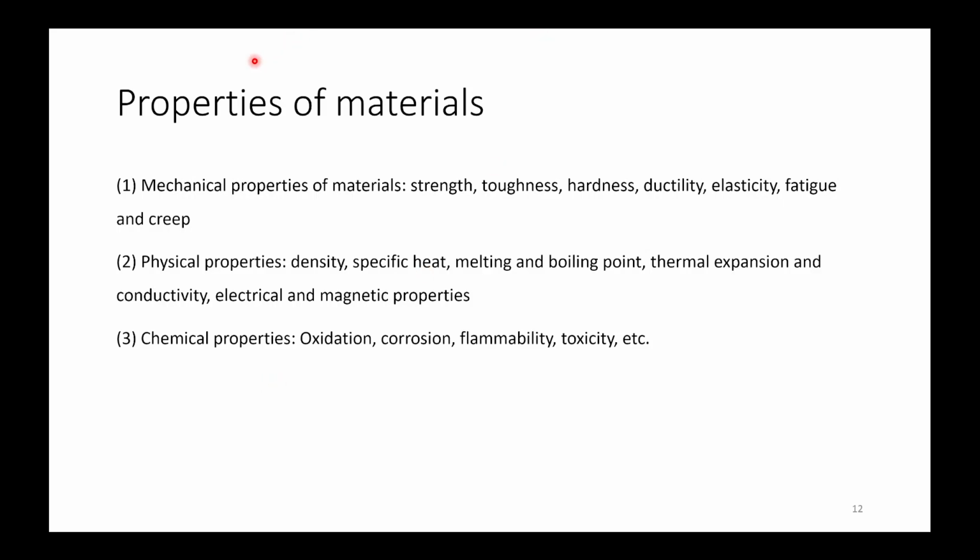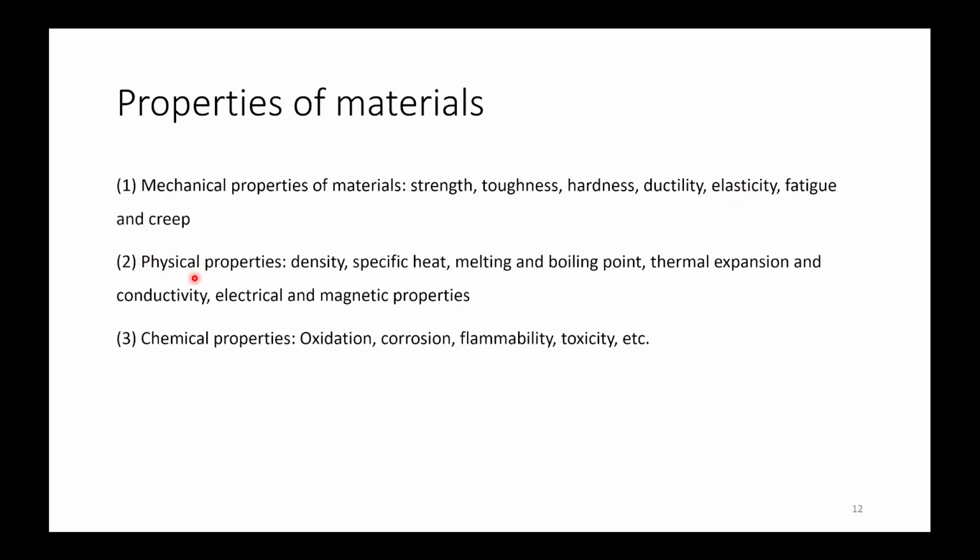Okay, so firstly, the properties of materials. These can be of various types. These can be mechanical, physical or chemical properties. In case of mechanical properties, whatever mechanical force is applied, in response to that, what your properties will be, they'll be mechanical properties. So examples are strength, toughness, hardness, ductility, elasticity, fatigue and creep.